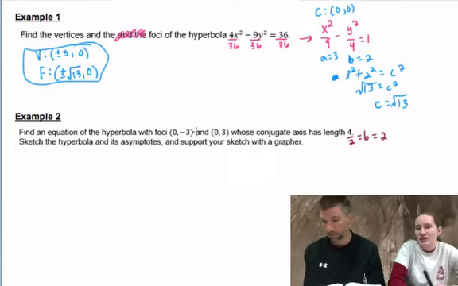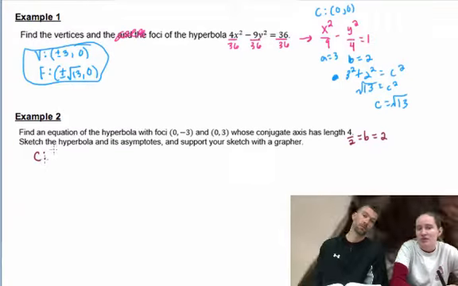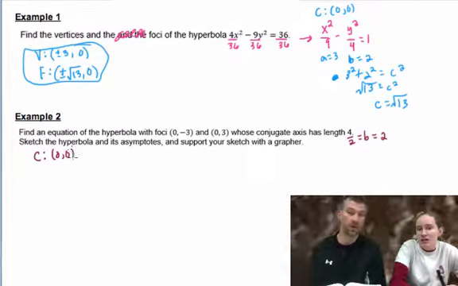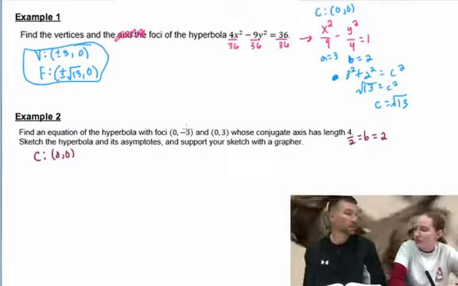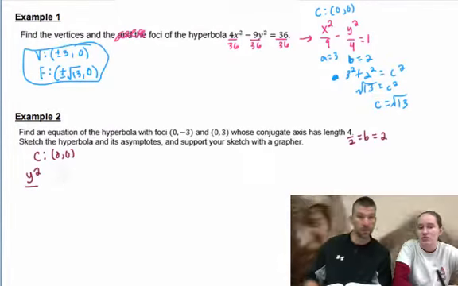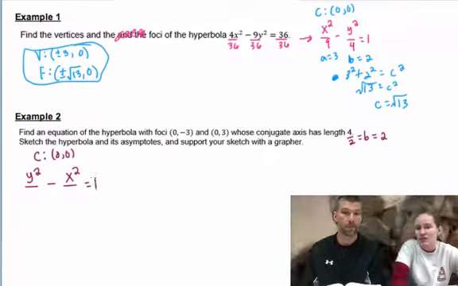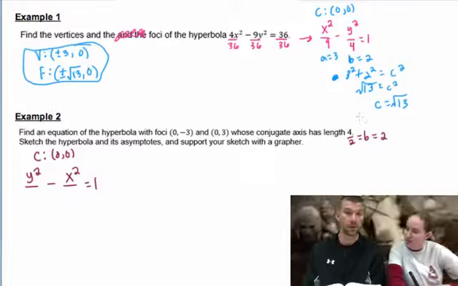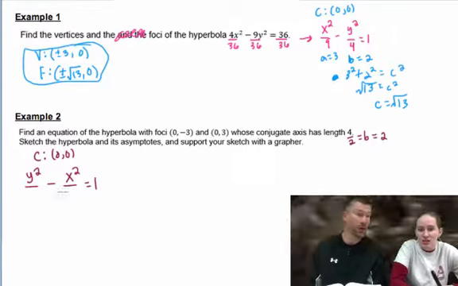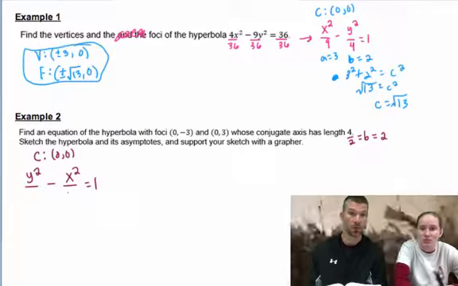So for one thing, since it's a plus or minus situation, we know the center of this hyperbola is at 0, 0, because you're going the exact same distance both directions. And since the y changes, that is a situation where y squared is first. We said that b is 2 because of the conjugate axis. So that's got to go under the x. So that would be 2 squared, which is 4, under the x.